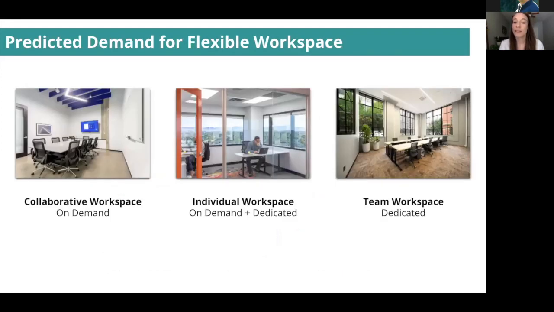Based on the current demand signals that we are receiving from clients, we believe that there will be 3 main categories for flexible workspace demand moving forward. The first is collaborative workspace on demand. This includes meeting rooms and conference rooms, and we believe that these will be needed on an hourly or daily basis. Then there's individual workspace, which will be needed on both an on-demand and as dedicated space. This would primarily include private offices. And third is team workspace. This would be dedicated space for teams that are no longer working out of headquarters. These teams will be looking for space that is close to home and private.